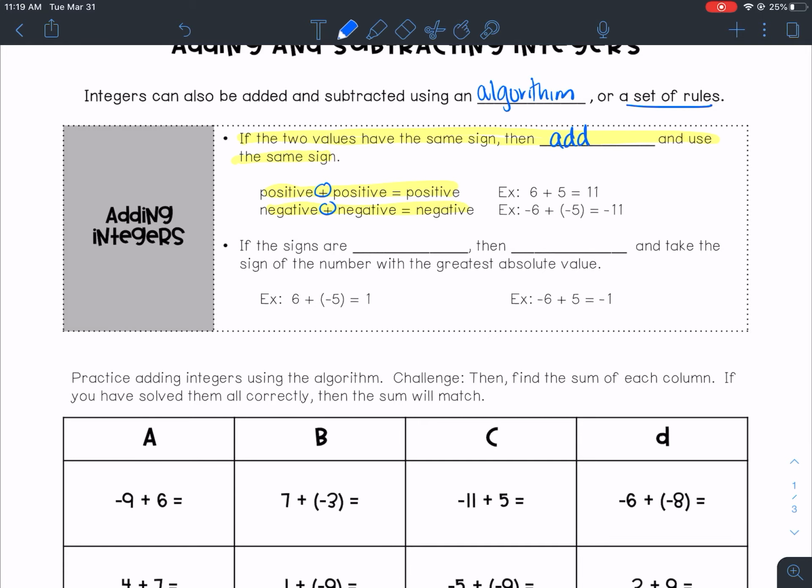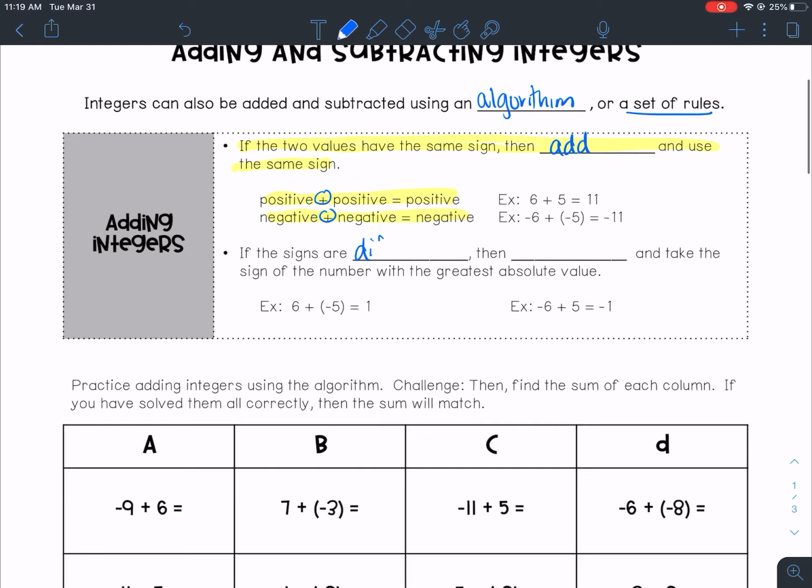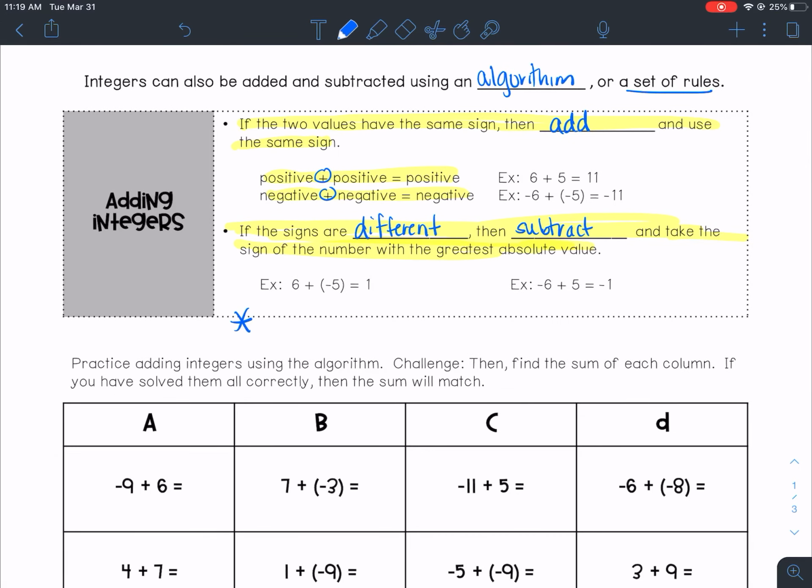Okay, different signs. If the signs are different, then subtract and take the sign of the number with the greatest absolute value, or take the sign of the larger number, how I say it in the song. I'm highlighting this, so I want you guys to write this down. Put a little star right here.